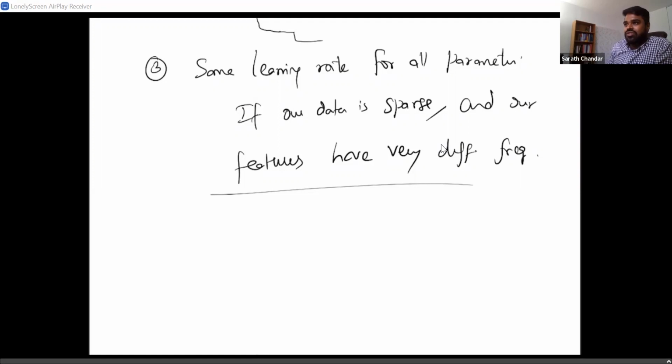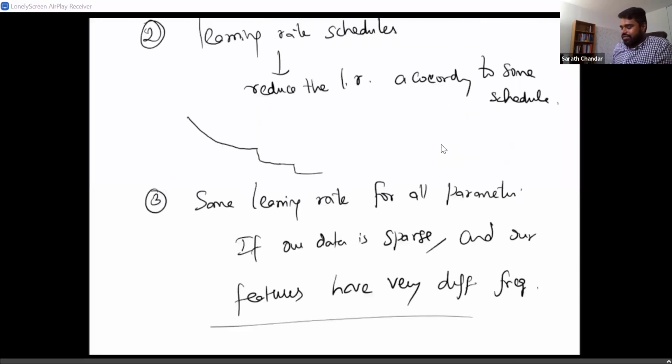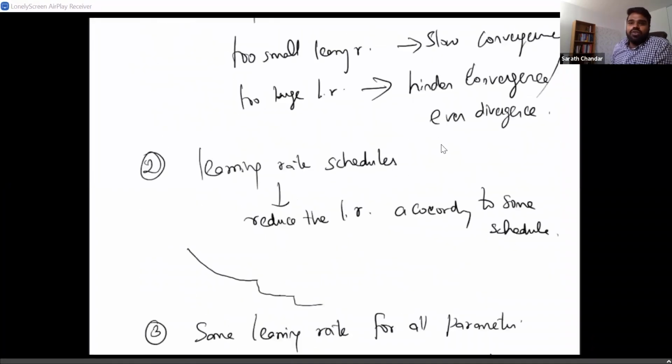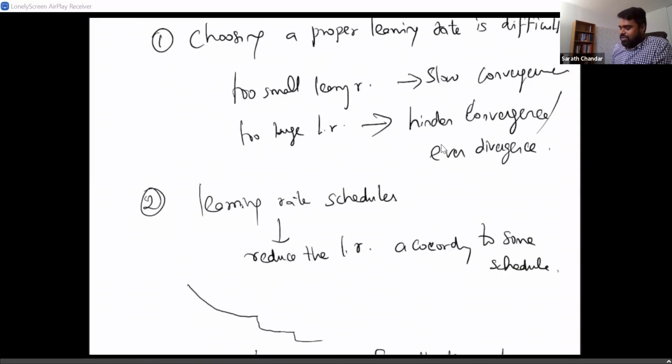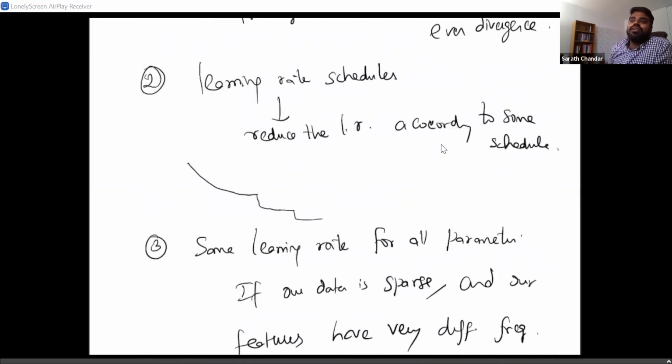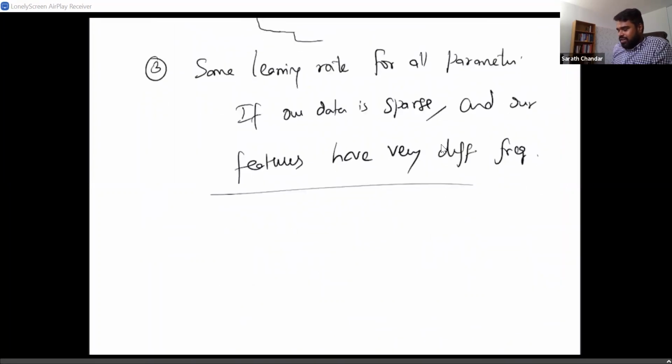These are the three issues that I have listed, and we are going to attempt to solve all of them. The first issue is choosing the learning rate: how can I choose the right learning rate? The second issue is how can I come up with a learning rate schedule, which will help me come up with better converging models. And the third issue is that we are using the same learning rate for all the parameters, which is not a reasonable idea. Now how do I solve these issues?